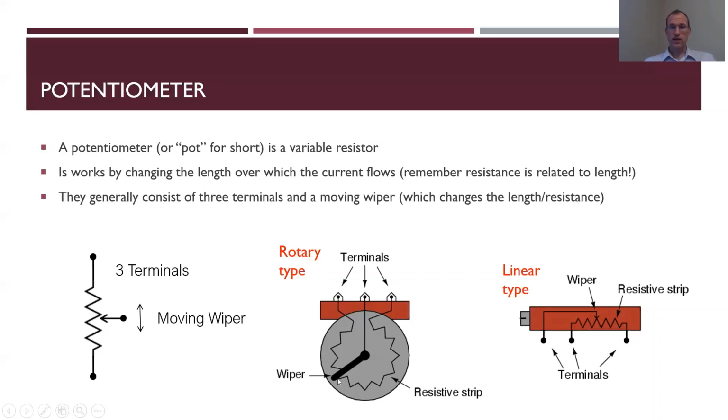There's also a rotary type, which acts the same way. You have this wiper that moves, and again it essentially just changes the length. If you use the outer terminals, that is the total resistance no matter what. The middle terminal is the one you're moving, so that's the one that's going to change.